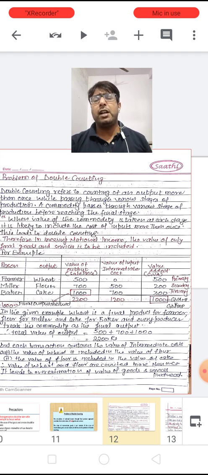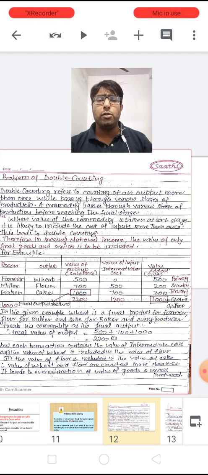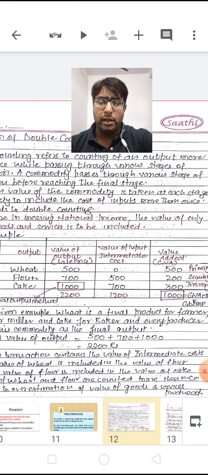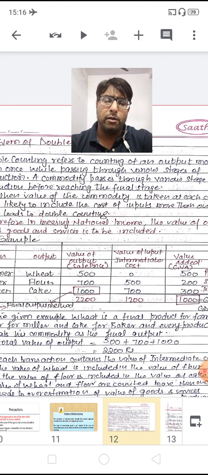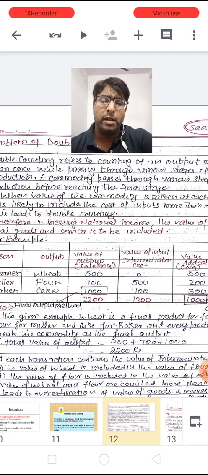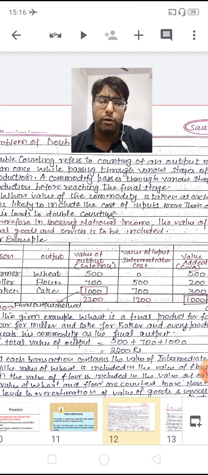Now when we have to calculate the national income, there are two options. Either we can take the summation of gross value added at market price, that is 1000 rupees, for estimation, or we can take the final value of output of 1000, which is being sold by the baker himself in the form of cake.